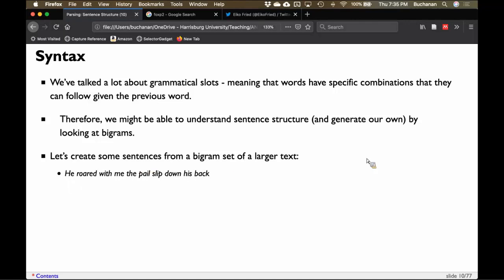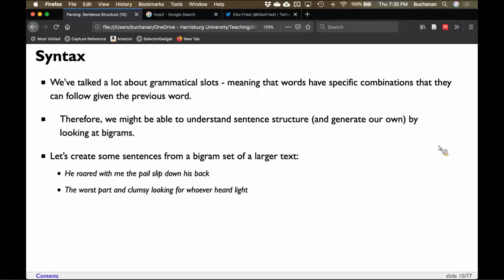But this particular sentence, he roared with me, the pail slipped down his back, it didn't work, right? So it doesn't make a lot of sense. Now, the systems that these predictive text things use are a little more complicated than individual bigrams, not too much, but they have way more data, right? They've got all of your text. So they tend to work a little better, and that actually would be something funny I might text someone in my contacts. And so here's another one.